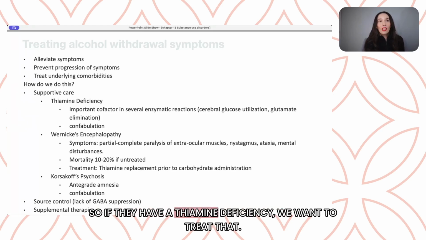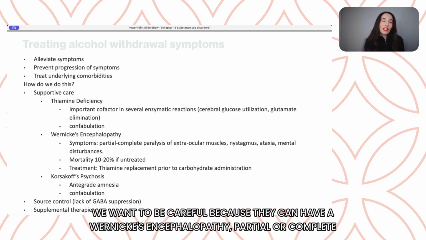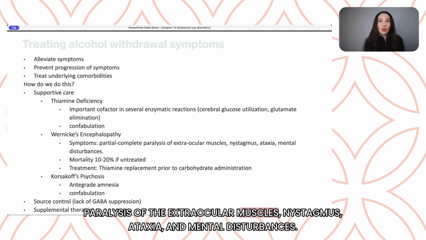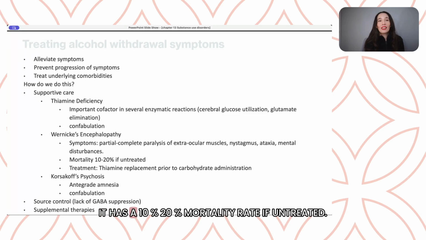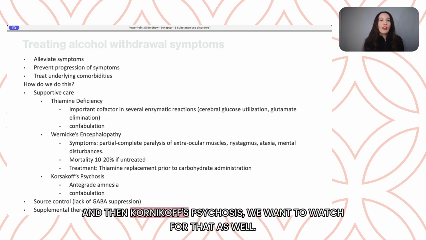We can offer supportive care. So if they have a thiamine deficiency, we want to treat that. We want to be careful because they can have Wernicke's encephalopathy, partial or complete paralysis of the extraocular muscles, nystagmus, ataxia, and mental disturbances. It has a 10 to 20% mortality rate if untreated. We treat this by using thiamine replacement. And then Korsakoff's psychosis, we want to watch for that as well.